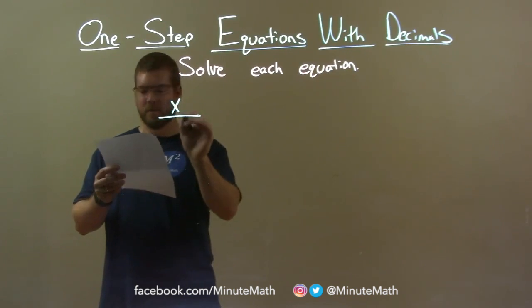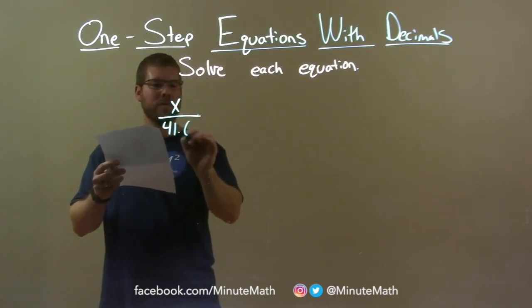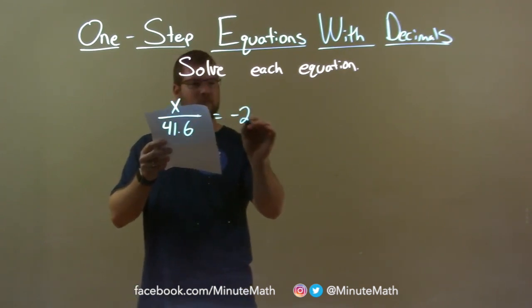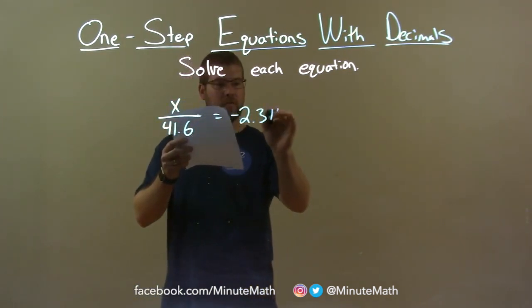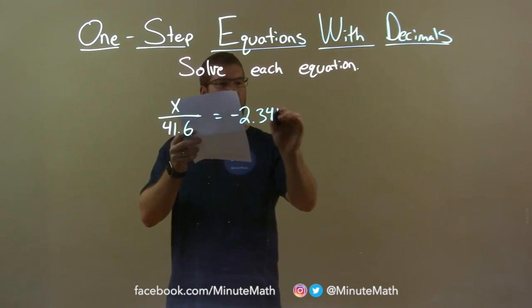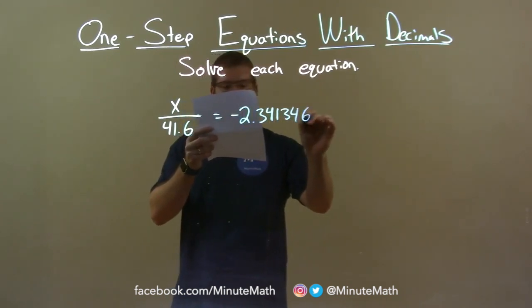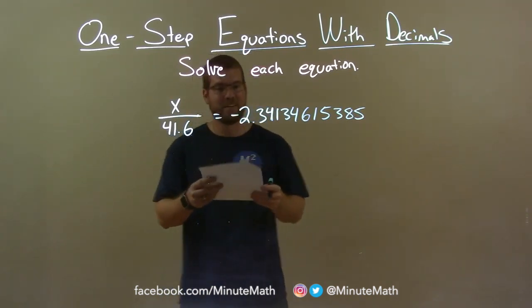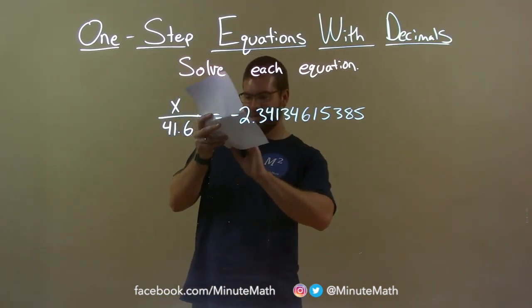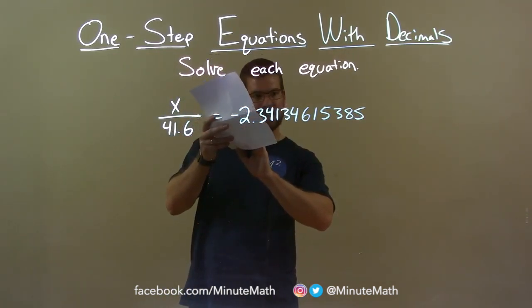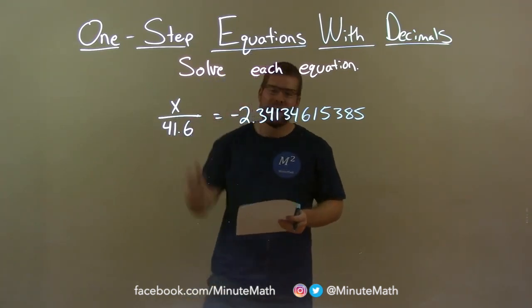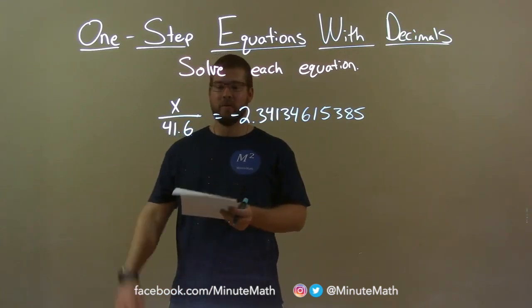X over 41.6 equals a negative 2.34134615385. Let me just double check that here. Negative 2.34134615385. All right, now we want to get x by itself and solve for it, right?